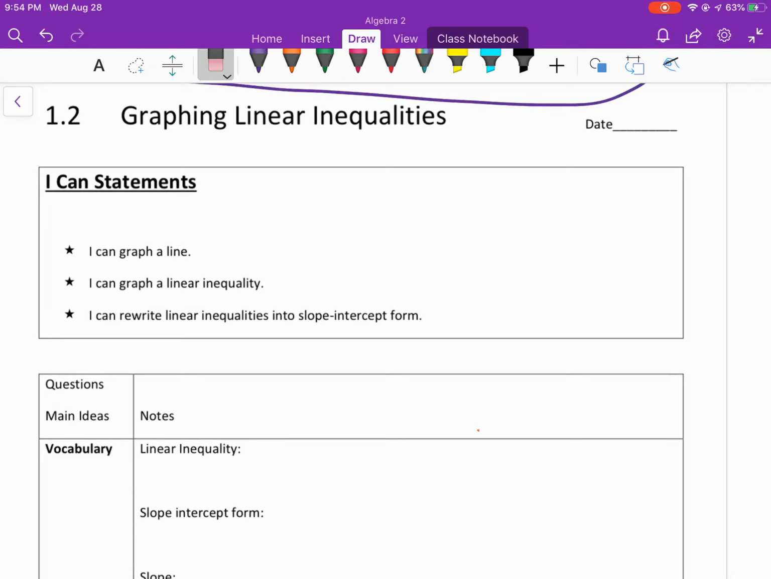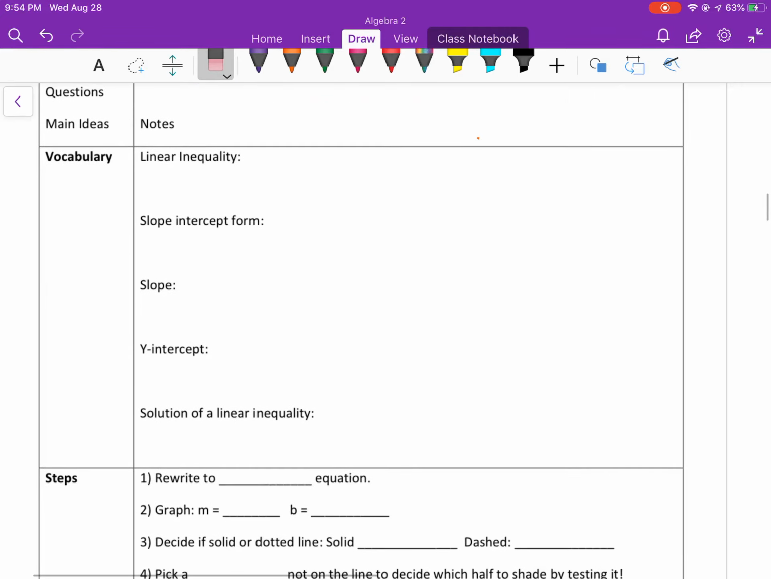Hey class, this video is going to be on graphing linear inequalities. So hopefully by the end of this you can graph a line, you can graph a linear inequality, and you can rewrite linear inequalities into slope-intercept form. So let's start with some vocab.